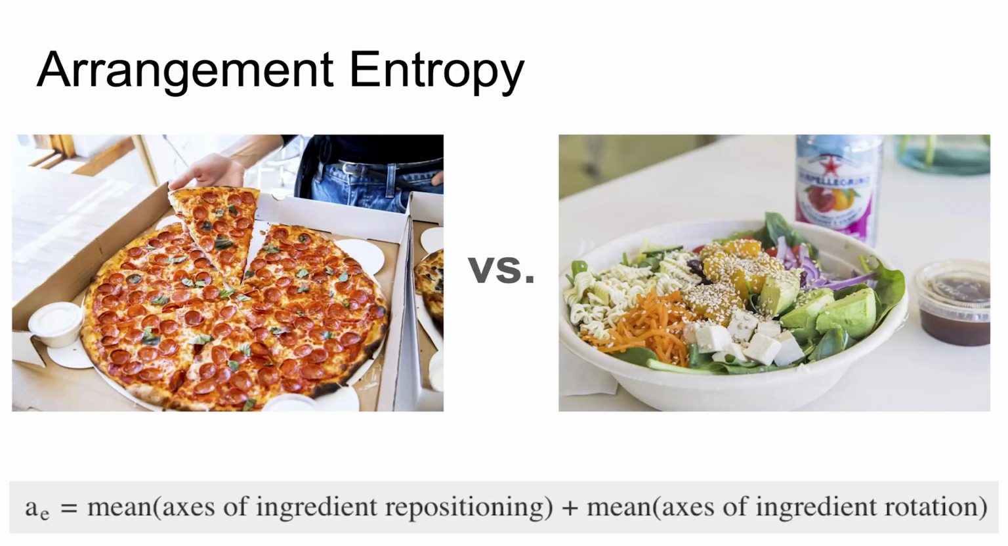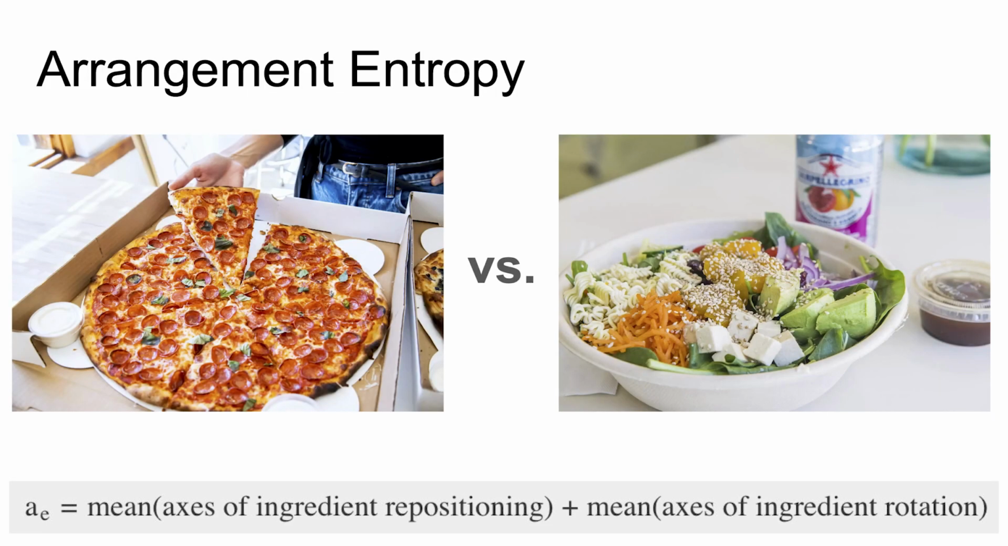Okay. Well, lastly, we have arrangement entropy, which is how much can you reposition all of the ingredients? So can you say, toss it, essentially? How much can you reposition the ingredients and how much can you rotate the ingredients? So I'll give you an example. On a pizza, you can move all the ingredients on the top of the pizza. But if you rotated the ingredients on the pizza and you turn the pepperoni on the side, would that still be a pizza?